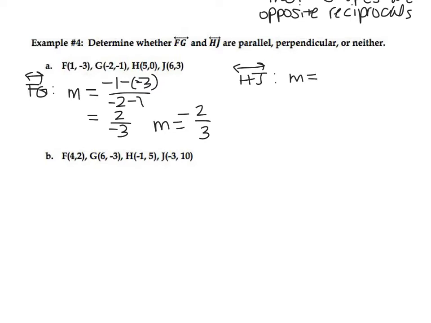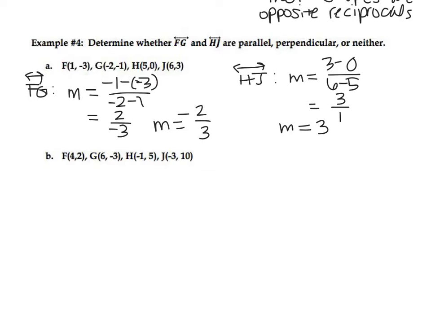So again, using J as the second point, I'm going to have 3 minus 0 over 6 minus 5. 3 minus 0 is 3, 6 minus 5 is 1, 3 divided by 1 is 3. So we have a slope of 3. So right off the bat, I can tell that these two lines are not parallel. -2/3 and 3 are not the same thing.